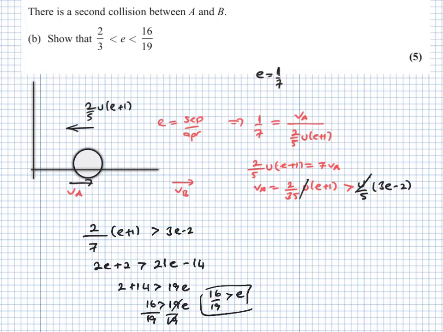Another thing that we have to consider is that in this collision, the direction of B was reversed, which means the direction we have chosen for VB should be positive. So (3e minus 2) over 5 should be positive, because that is the direction we have chosen. So 3e minus 2 should be positive. 3e is greater than 2, e is greater than 2 over 3.